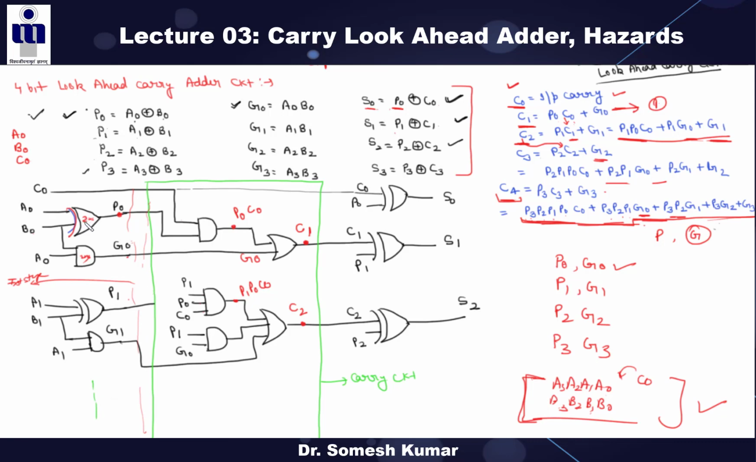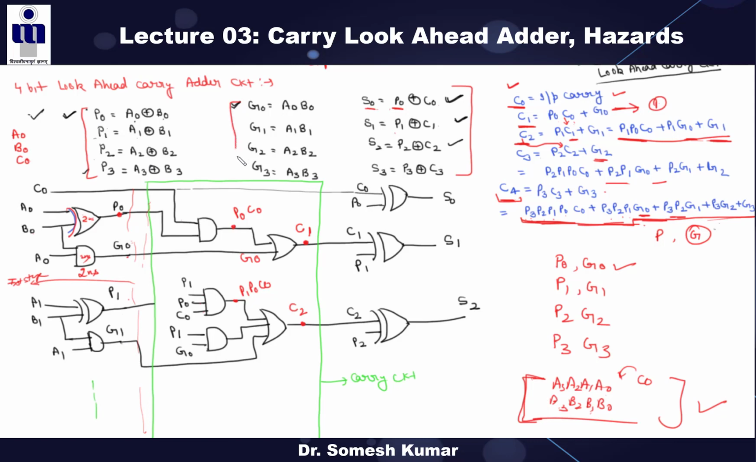Whatever the delay of this AND gate or this OR gate is, if I am saying both AND and OR gates have a 2 nanosecond delay, then after 2 nanoseconds you will get all these P0, G0, P1, G1. Clear?